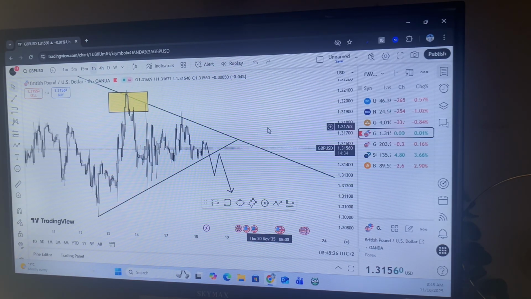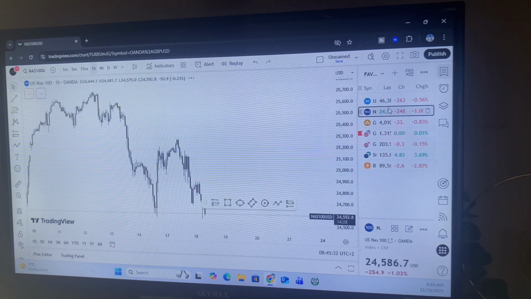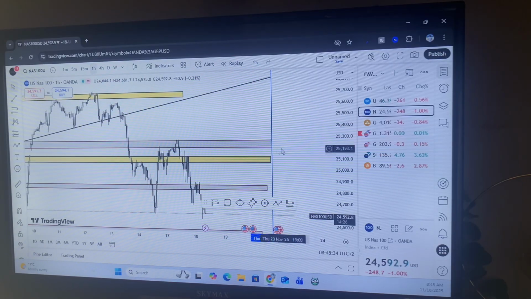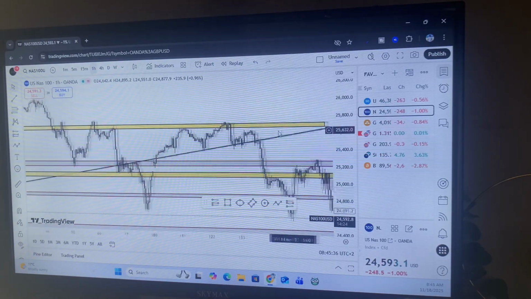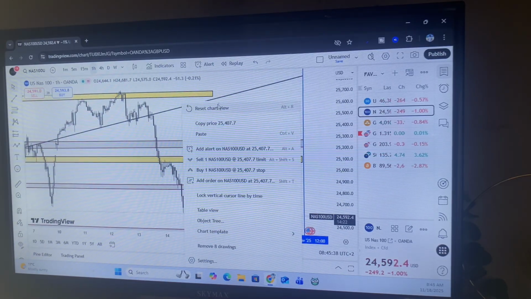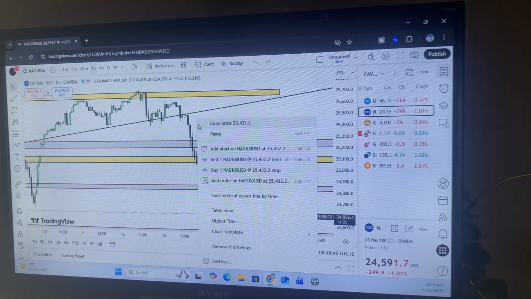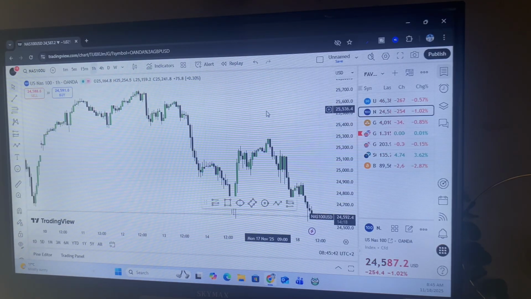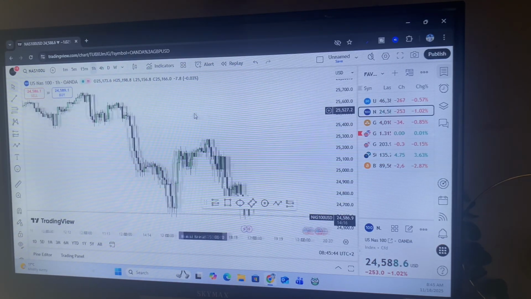Let's move straight on to the next pair. The next pair is going to be Nasdaq. Oh, Nasdaq is so dirty, so full of things. Let me remove everything here. Now, as you can see, the chart is clean.